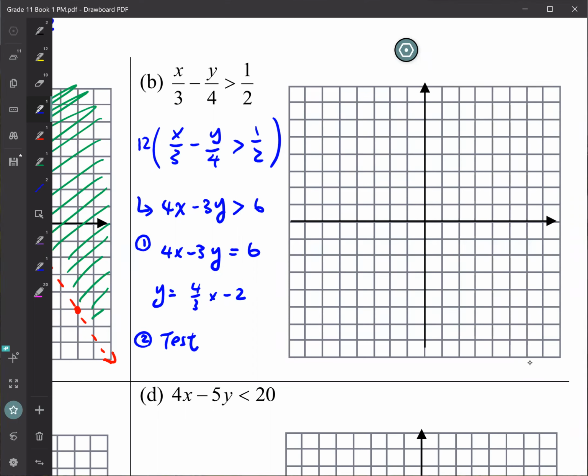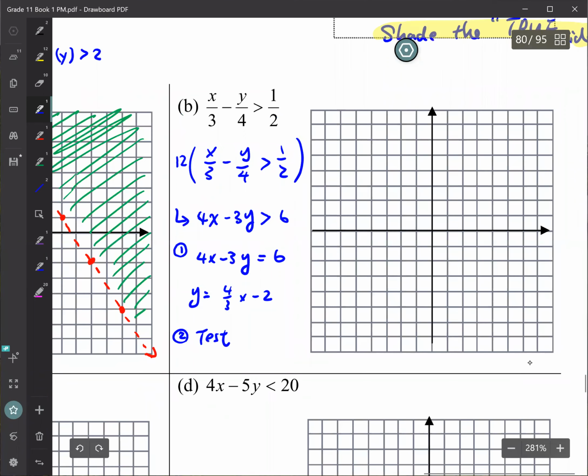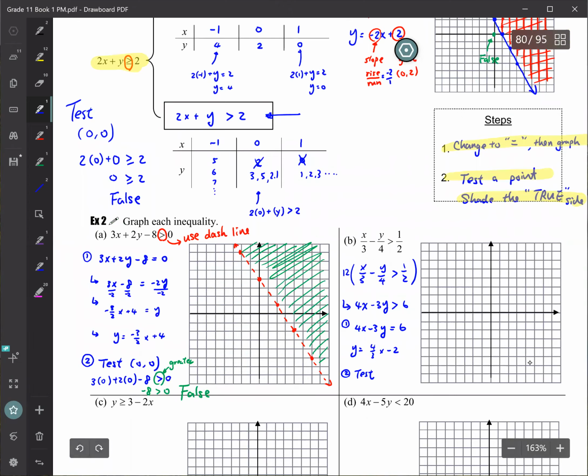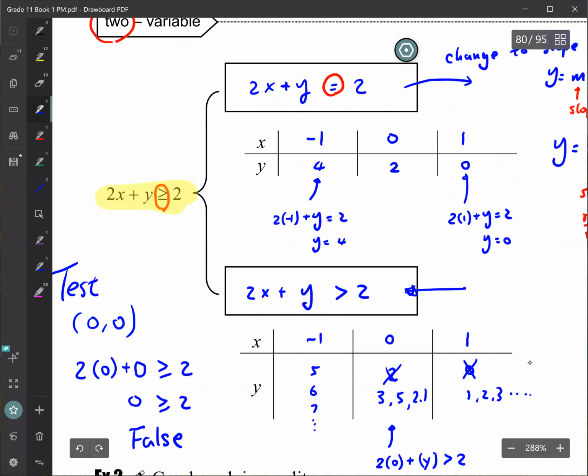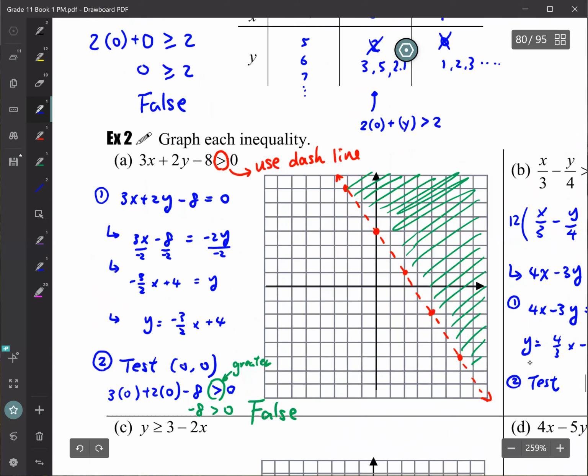Jason, yeah, Evan? How do I tell if it's a dotted line? To put a dotted line or not? So you look at the question, right? If the question has an equal sign, for example, like the top example, greater or equal, right? So if it has an equal, that's a solid line. Question A doesn't have equal, so you use a dashed line. All right, thank you. You're welcome.